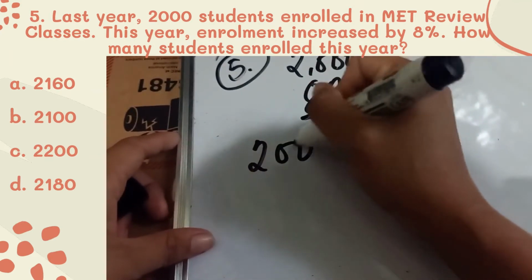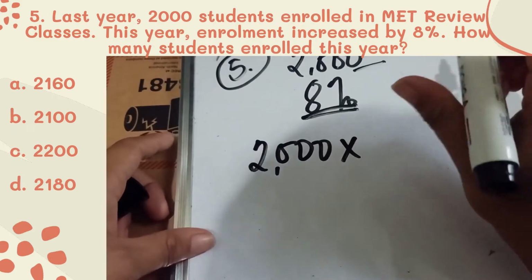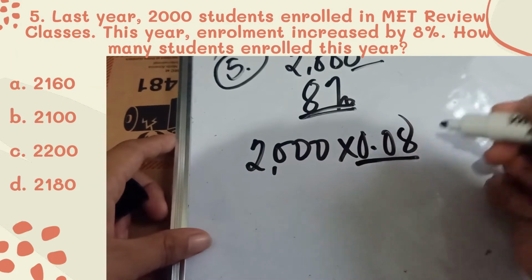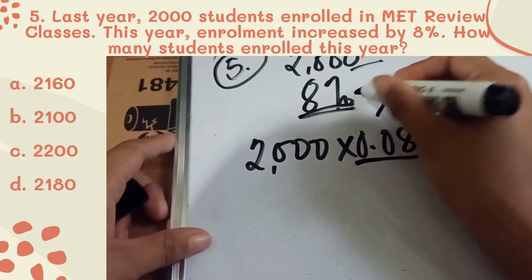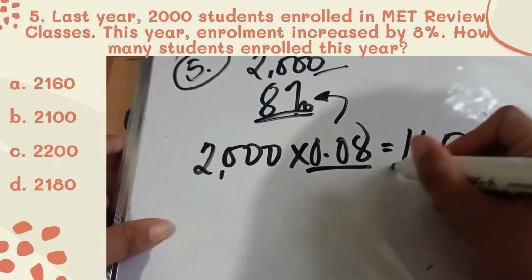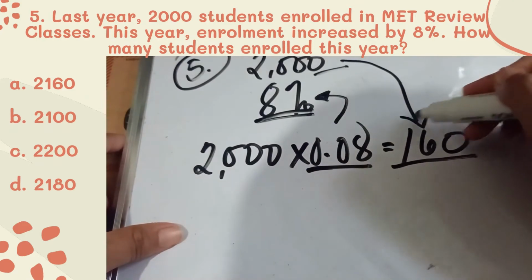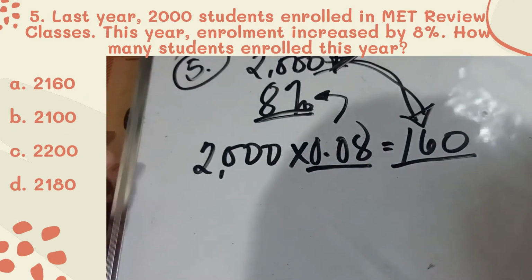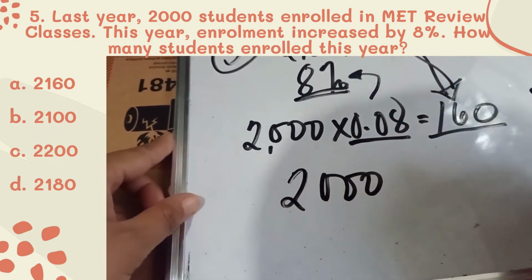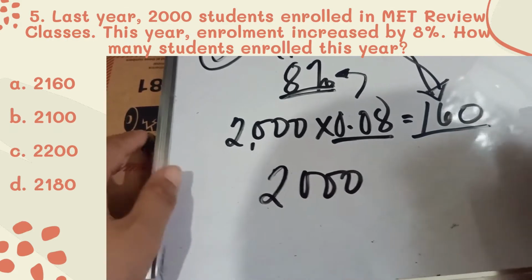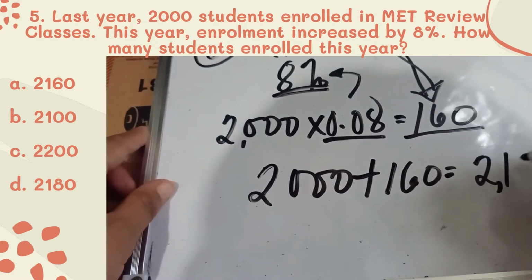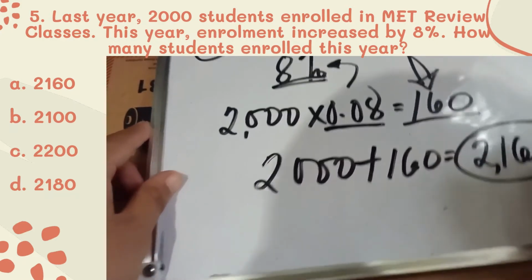So, ang gagawin natin is, i-multiply muna natin ang 2,000 and 0.08. Kasi ito yung decimal form ng percentage na ito. So, it is equals to 160. At itong 160 na ito, ito yung i-add natin sa ating original number of students. So, this year ang bilang ng nag-enroll na mga estudyante in MET review classes is equals to 2,160. So, therefore, ang sagot ay letter A.